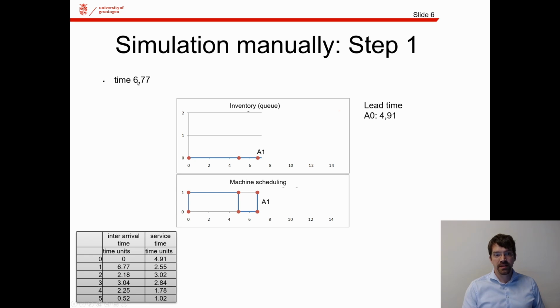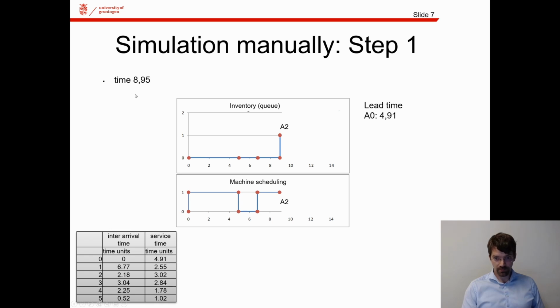At time 6.77, order 1 arrives in the system because the interarrival time is 6.77. So here we have a period where nothing is being produced. So the utilization at that point in time goes down to 0. And we don't have any inventory in the queue because no orders are arriving.